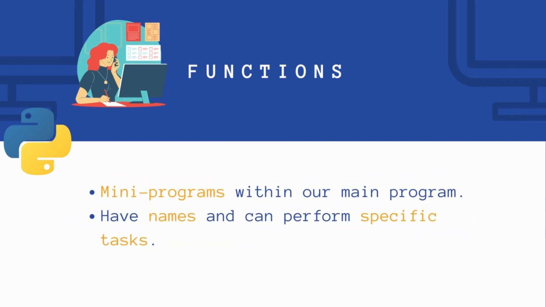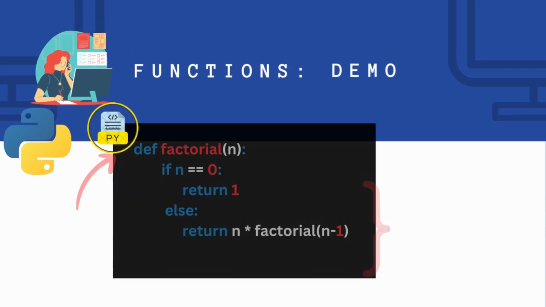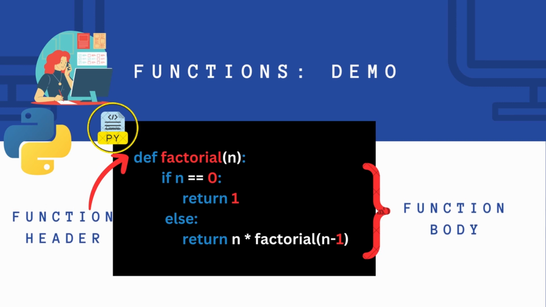In Python, functions are like mini programs within our main program. They have names and can perform specific tasks whenever we call them. Let me show you some example.